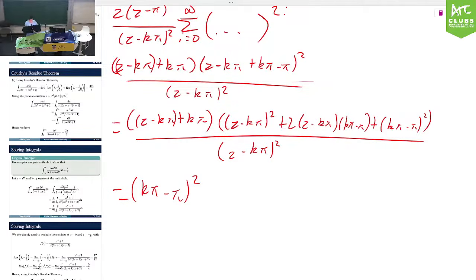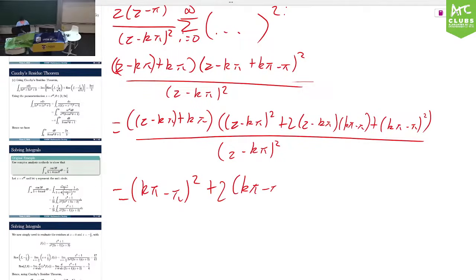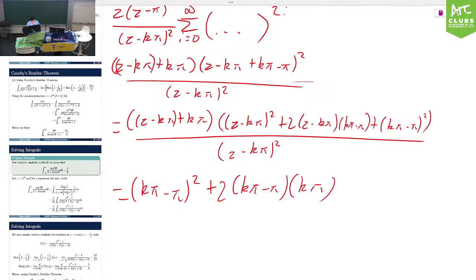Already that's a pretty good start. So just look at the coefficient of this. Cover this and cover that. So we have 2k pi minus pi, and then times that by k pi. Okay.